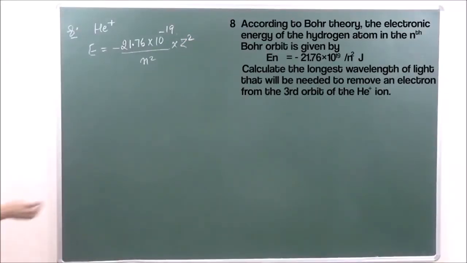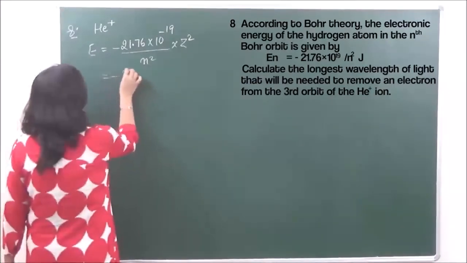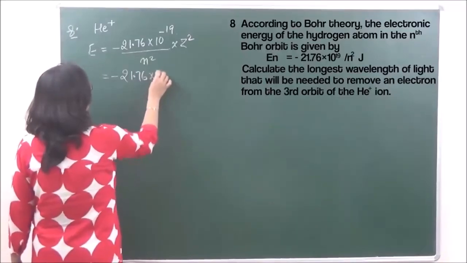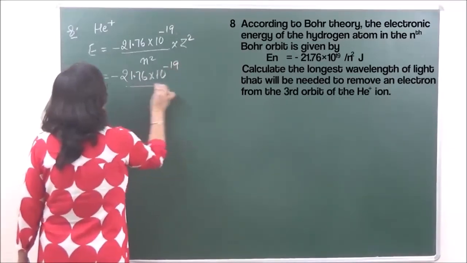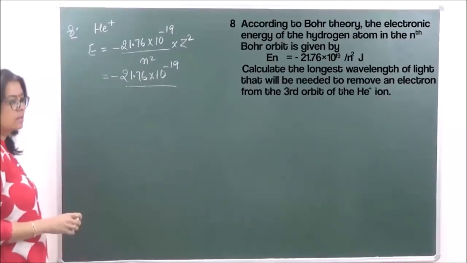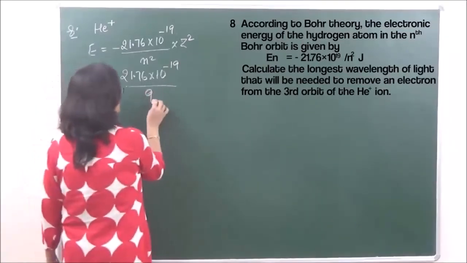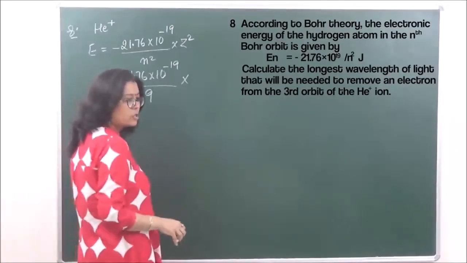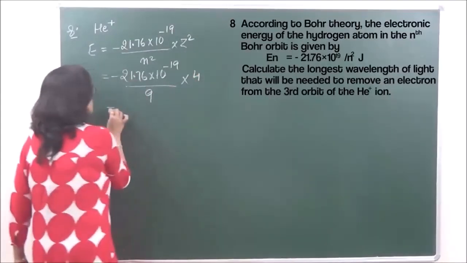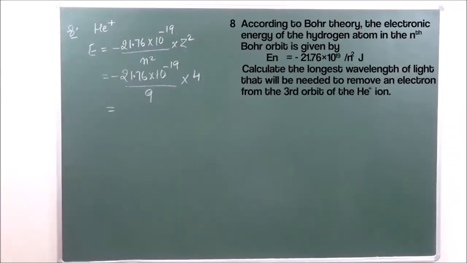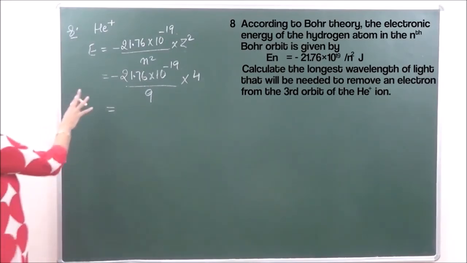Let's put the values. n over here they have given us third orbit. So we have minus 21.76 into 10 raised to power minus 19 upon n square. The value of n is given 3, so 9, and atomic number for helium is 2, so 4. Let's not calculate the value because we have to calculate lambda in the question, longest wavelength. So let's keep it like this only.